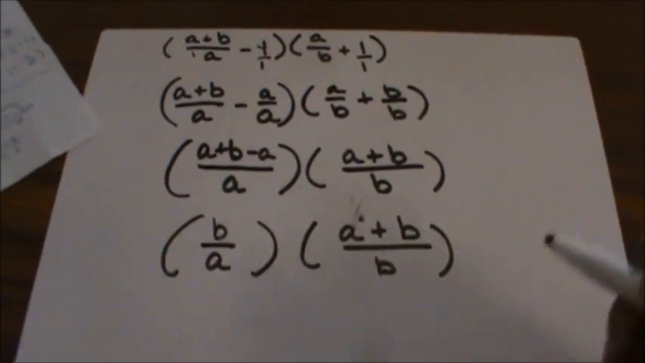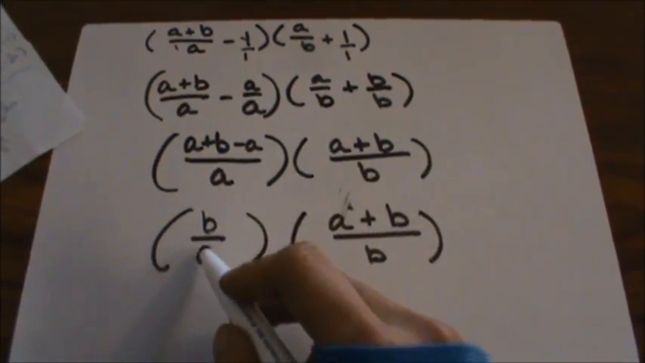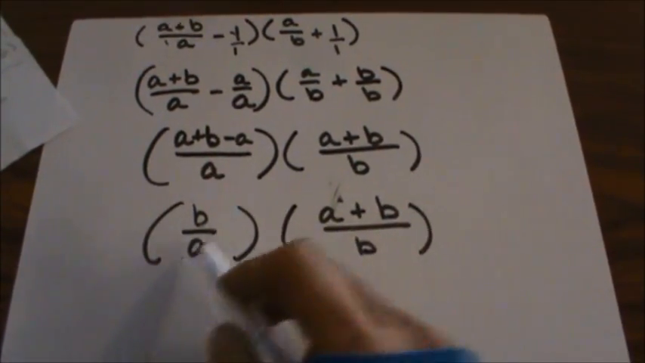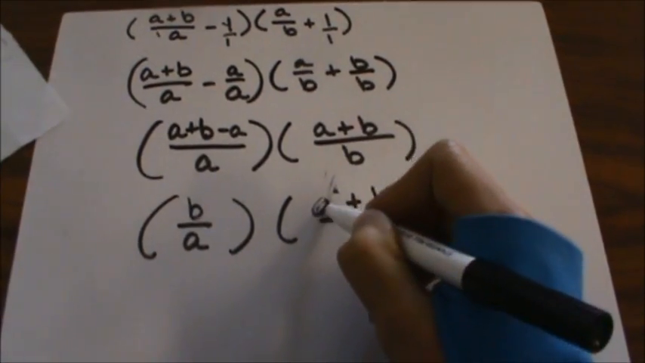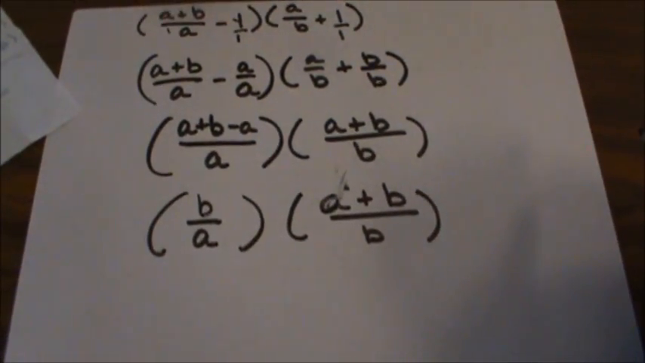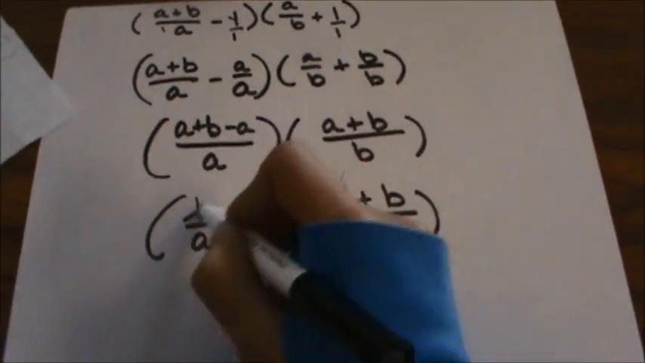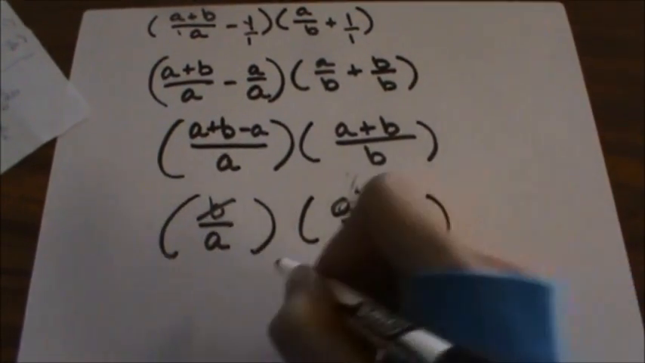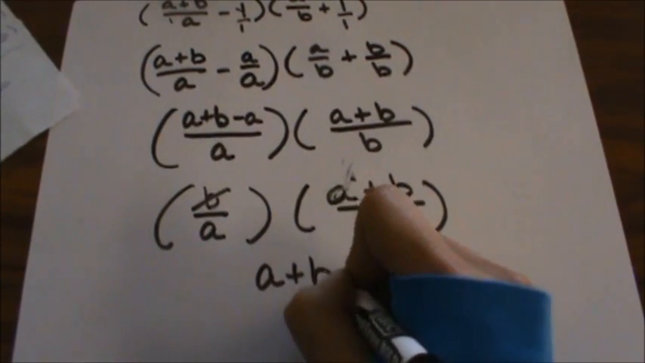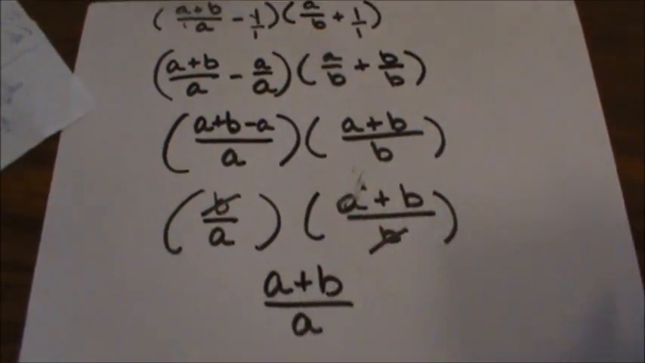So if I look at this, I can't cancel anything here to here. Don't even think about canceling these a's, because this a is attached to the b with an addition sign, and we can only cancel when things are being multiplied. But this b with this b is totally cancelable. That's not a word, but deal with it. Here's my final answer.